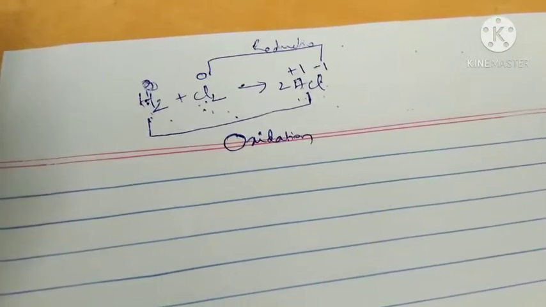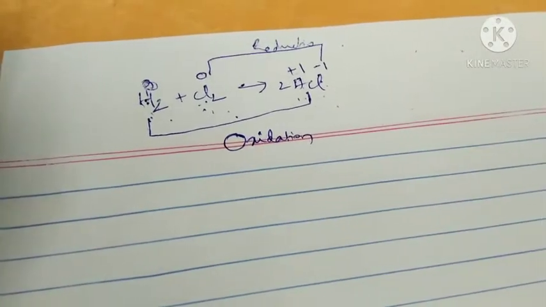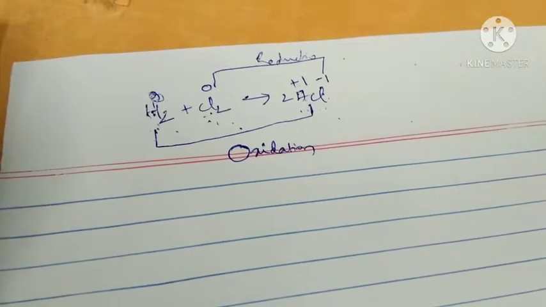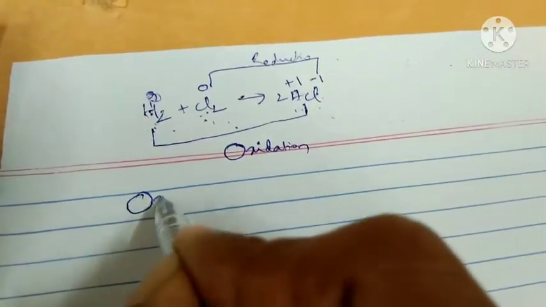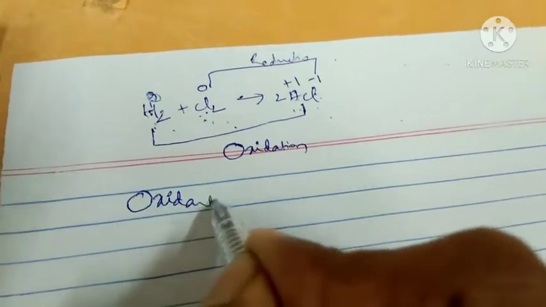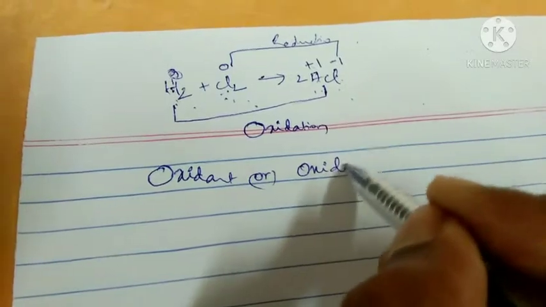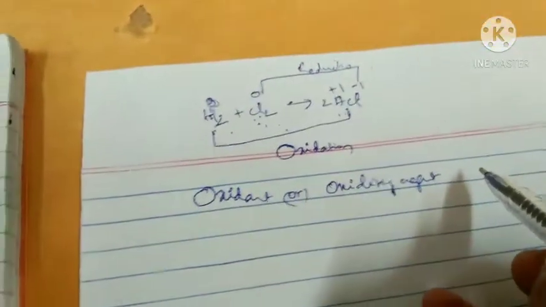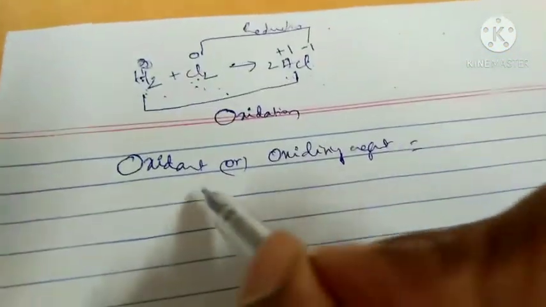Now there are some more points. What are they? What is oxidant? What is reductant? What is oxidized substance? What is reduced substance? We have to find them. See, oxidant, one more name for that is what? Oxidizing agent.